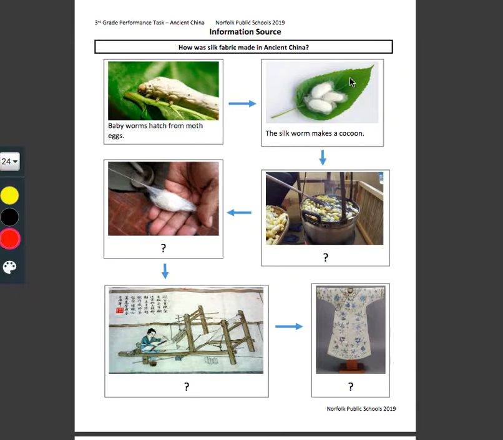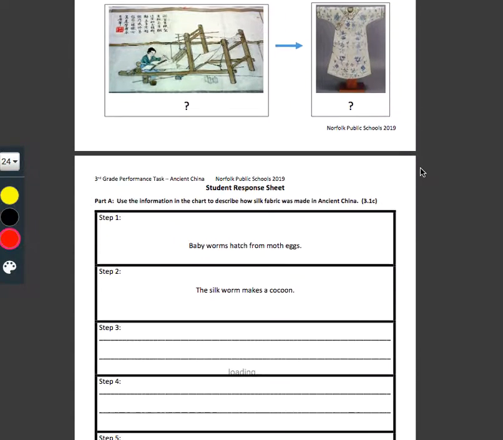So first it's going to have a chart similar to this one. It's going to be something completely different, but it's going to have a chart with pictures that are labeled and some that are not. So it says, how was the silk fabric made in ancient China? So I have to figure out the answer to that question using this chart. So we're going to go down to the second page.